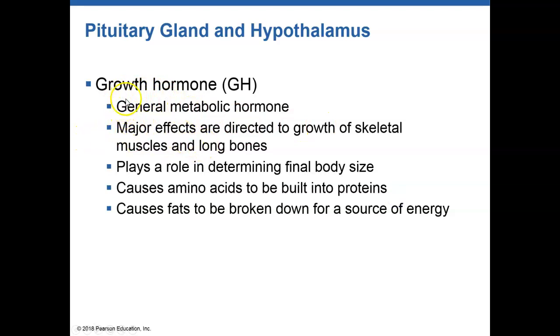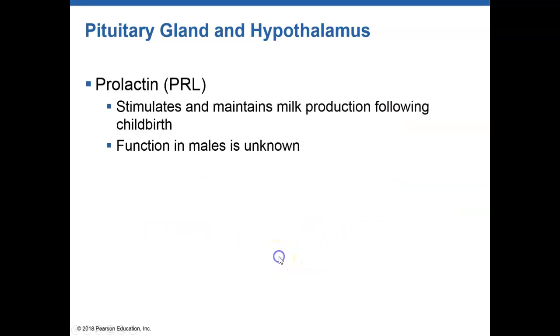I just talked about each of these. Growth hormone has a major effect on growth of the body, helps us in determining the final body size, can help in building up proteins, causes fats to be broken down for a source of energy. Prolactin stimulates the production of milk when you are getting ready to have a baby and then following childbirth. We don't really know if prolactin has a function in males. We're not sure about that one.